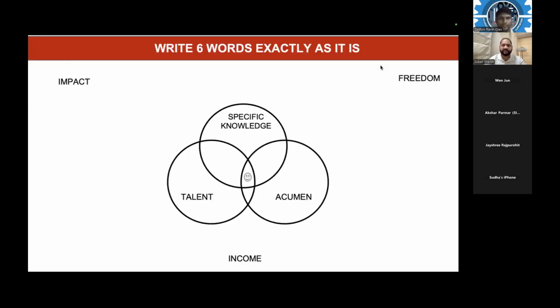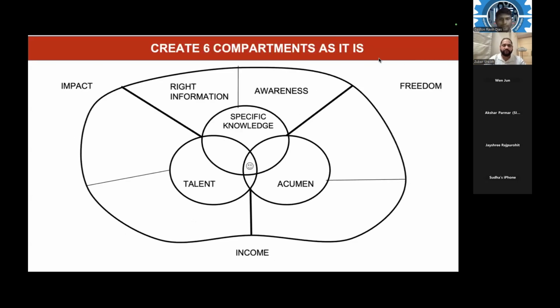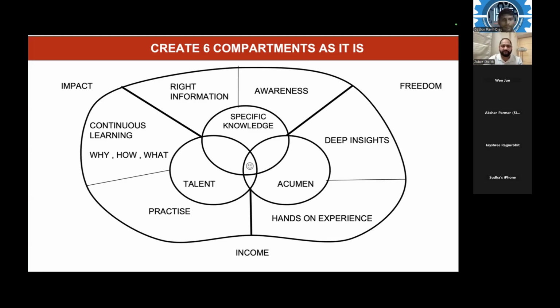So coming back again to the six circles: what information you have. Again, draw these six circles: right information, awareness, continuous learning, like why, how, what. Why you need to learn, that needs to be clear. And how you are going to learn. Is it a free course you are learning without having mentorship? Then there might be a possibility that you are diversifying, and you don't know what the right things are. So your mentor is very important, from whom you are learning and what you are learning. Then doing practice, then hands-on experience. And this collective circle is going to combine all your knowledge and score.